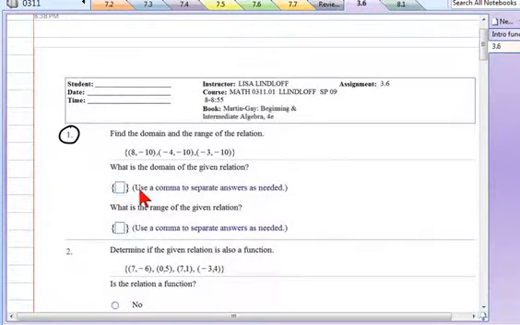Okay, and in the instructions, it says, after it asks, whoops, that was supposed to be yellow. Find the domain, and it says use a comma to separate answers. So it's going to be just a listing that's going to go inside the box. So what is the domain? What would the list include?